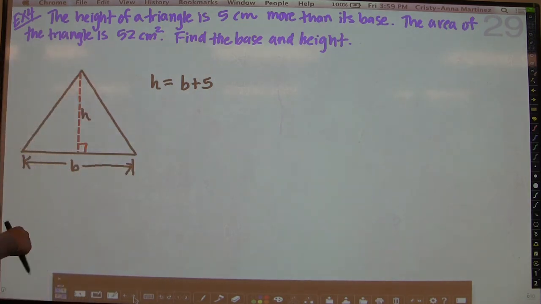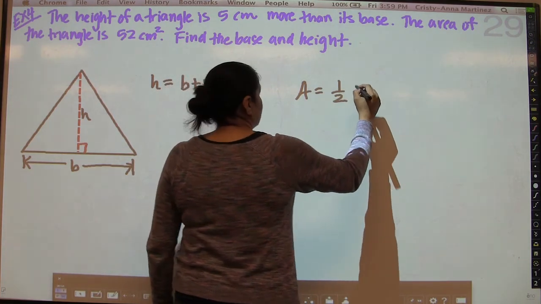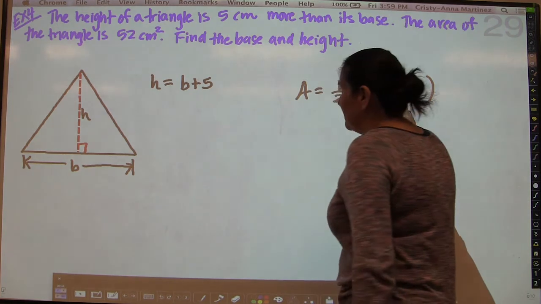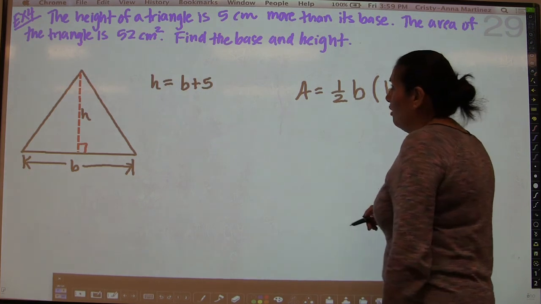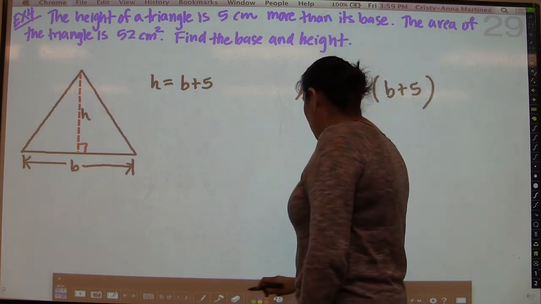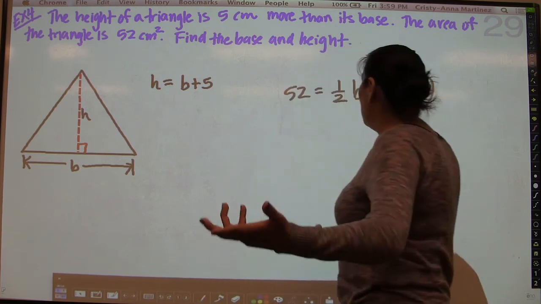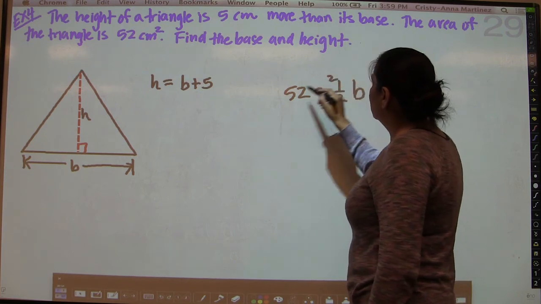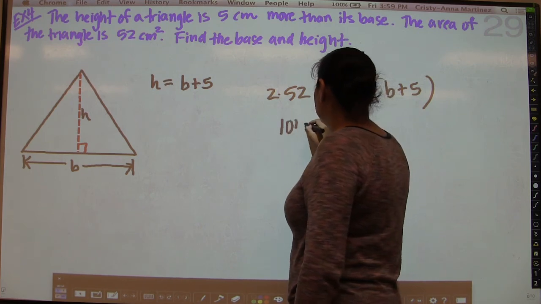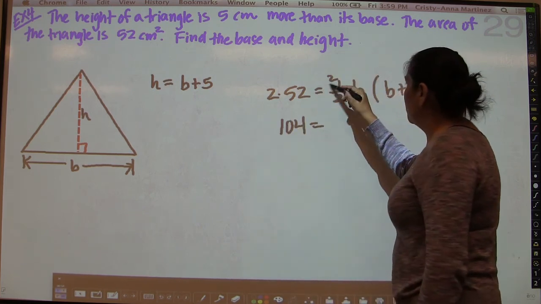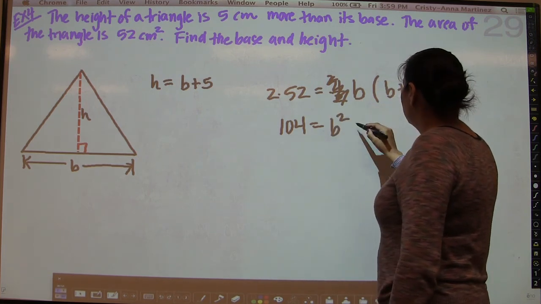Since I know the area of a triangle is 1/2 base times height, I'm just going to replace the h for height with b plus 5. I also know that the area of this particular triangle is 52 centimeters squared, so I'm going to replace the A with 52 and then solve. I'm going to get rid of this 1/2 first by multiplying both sides by 2. So 52 times 2 is 104, and that gets rid of the little fraction there. And then b times b is b squared, and b times 5 is 5b.